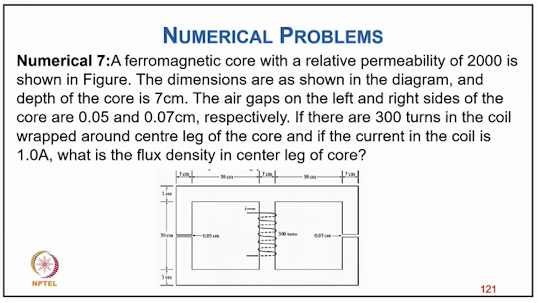So now numerical problem 7: a ferromagnetic core with relative permeability of 2000 is shown in the figure below. The dimensions are shown in the diagram and the depth of the core is 7 centimeter. The air gaps on the left and right side of the core are 0.05 and 0.07 centimeter respectively. If there are 300 turns in the coil wrapped around the central leg of the core, and if the current in the coil is 1 ampere, what is the flux density in the central leg of the core?